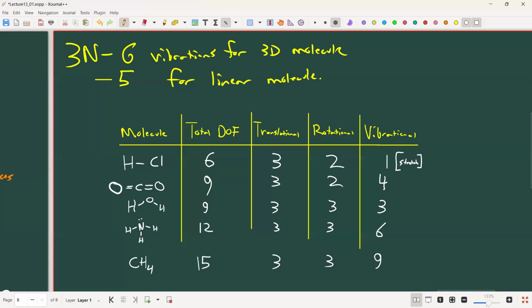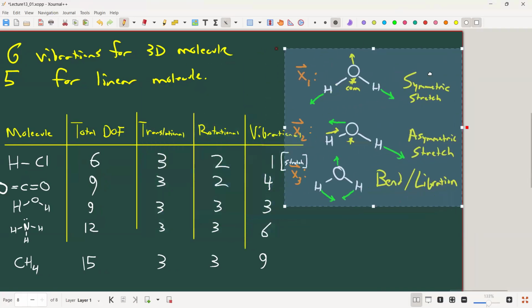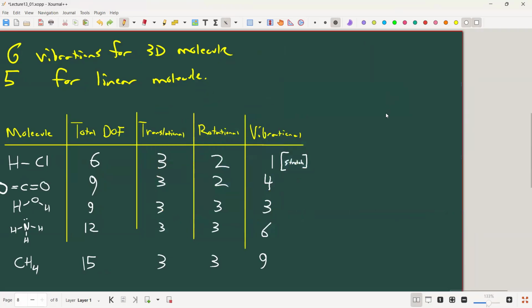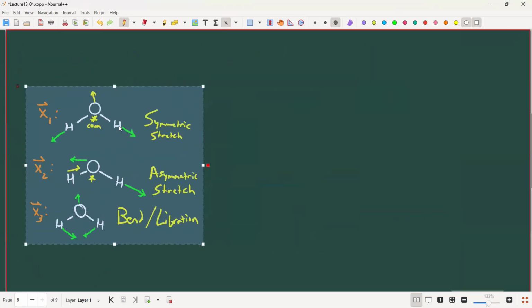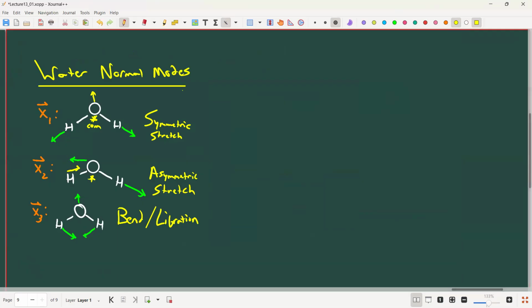Okay, so let me just show you some cool examples of these. So what are these collective motions? Well, here are the 3 water motions. Let me put this on a new page. So here's some examples of water. These are the water normal modes. Okay, there's 3 of them. There are 2 stretches, and there's a bend.